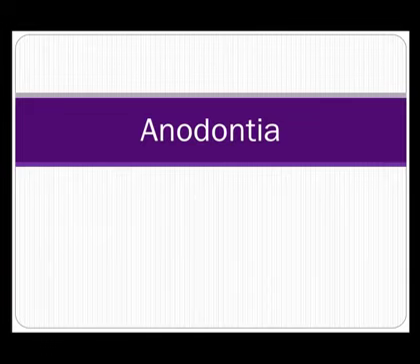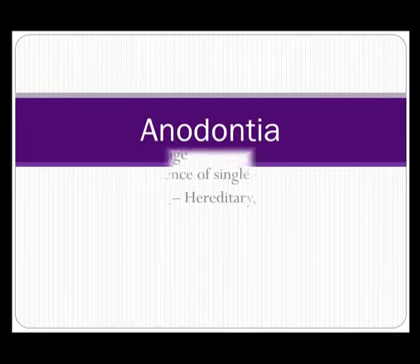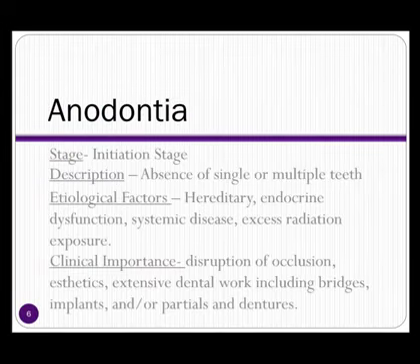The first condition we're going to talk about is anodontia. As we work through these developmental disturbances, we're going to work through the tooth development process as well. For instance, the first disturbance is anodontia, which occurs in the initiation or the first stage of tooth development. As you move through the information, feel free to pause the video if I go too fast so you can get all of your blanks filled in on your PowerPoint.